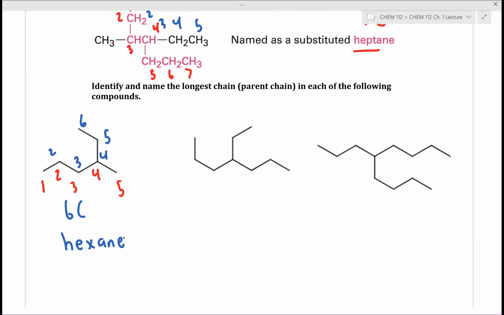Everything going okay? Yep, exactly right. So what do we call a 7-carbon chain? Heptane. That's good so far.